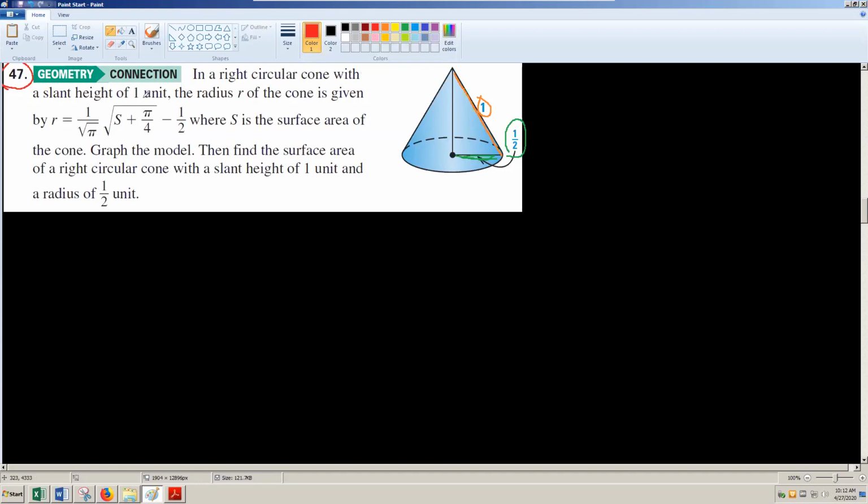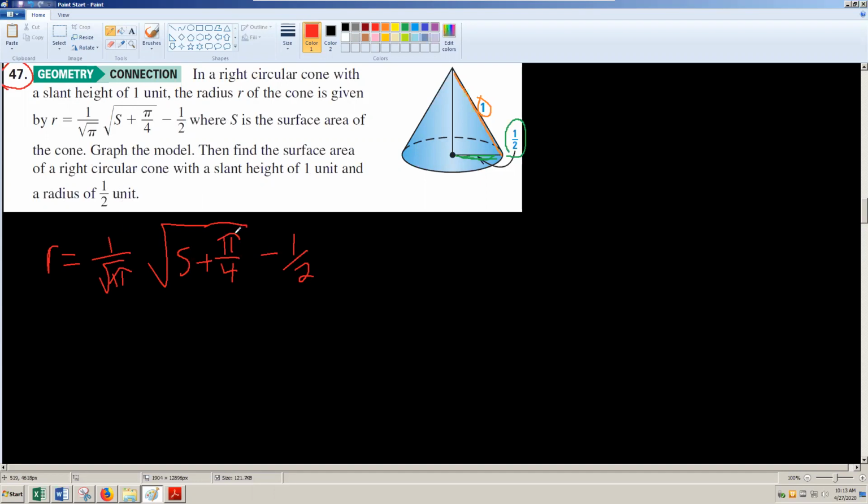So let's just do this. Here we got r is 1 over root pi times the square root of s plus pi over 4 minus 1/2, where S is the surface area of this thing. You want to graph this model and then find the surface area for this thing plugged in with 1 for slant height, and then 1/2 for our R value. So let's talk about graphing this thing.